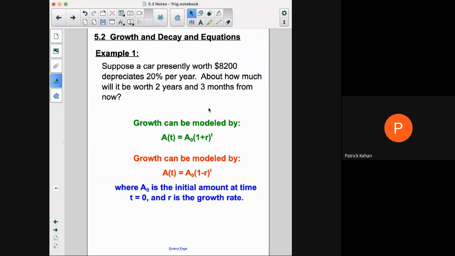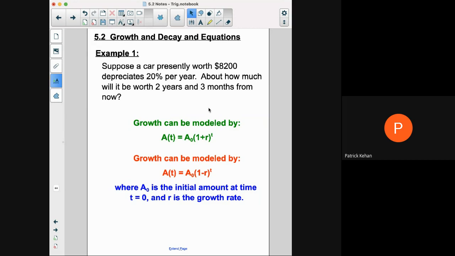Today, we're going to start section 5.2 and study exponential growth and decay relationships. Most of these will be applications that produce exponential growth or decay equations, and some will be standard exponential equations that we have to solve.